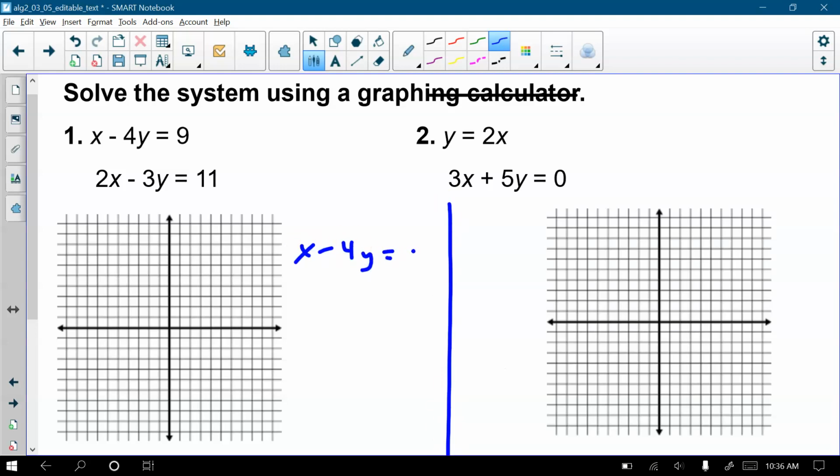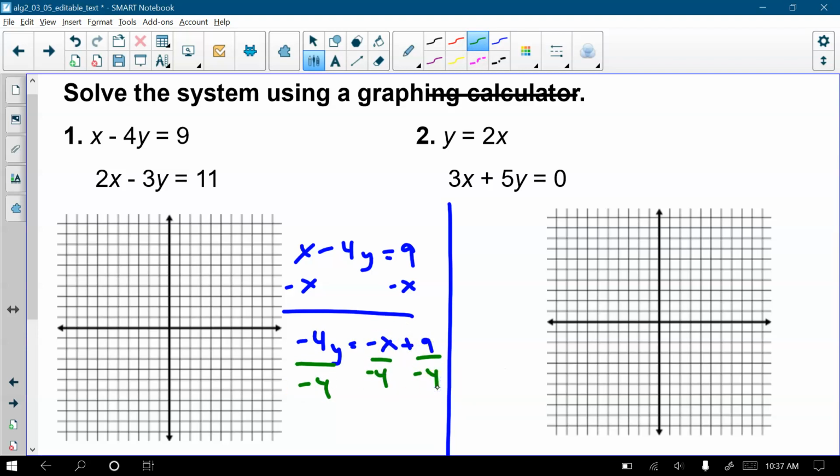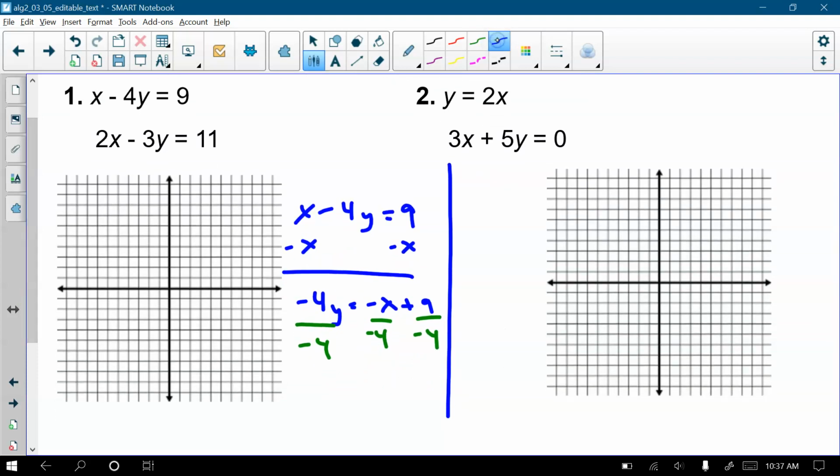I can put this in slope-intercept form, and this might be a blast from the past, where I can just subtract x from both sides. I get negative 4y equals negative x plus 9. Then I can divide everything by negative 4, every single thing. What I end up getting is y equals, and this is just for the first equation, 1/4 x minus, because a plus and a minus make a minus, 9 over 4. If you want, you can do 1/4 x minus 2.25, because that's what 9 over 4 is. And let's graph that. Again, this is for equation 1.